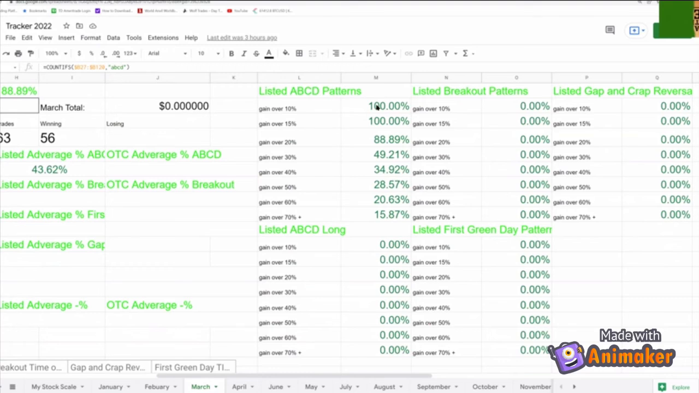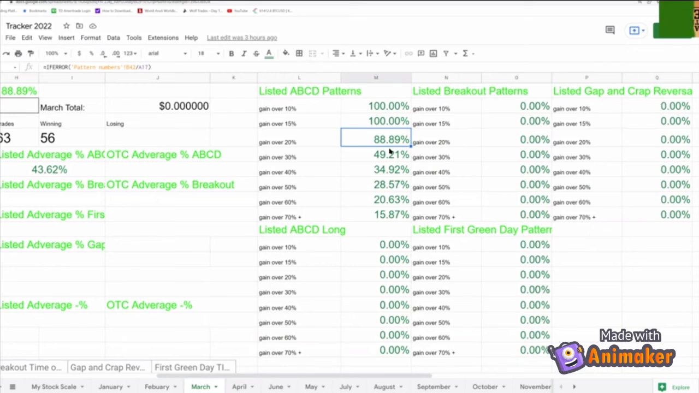And as long as you're in an ABCD pattern, again, what you consider an ABCD pattern and what I consider an ABCD pattern may be different, but at least you have a really high probability of reaching those numbers. The 20% gain is what we're looking for, a pattern that would repeat itself frequently in the market and give us an average of a 20% gain. So the ABCD pattern has an 88% chance in March to actually reach that profit target of 20%.